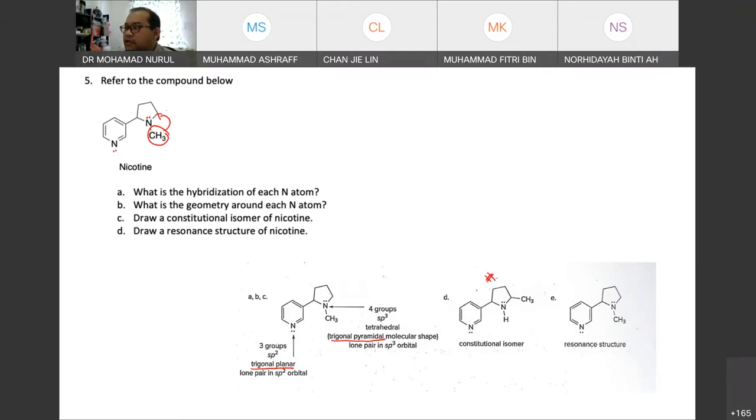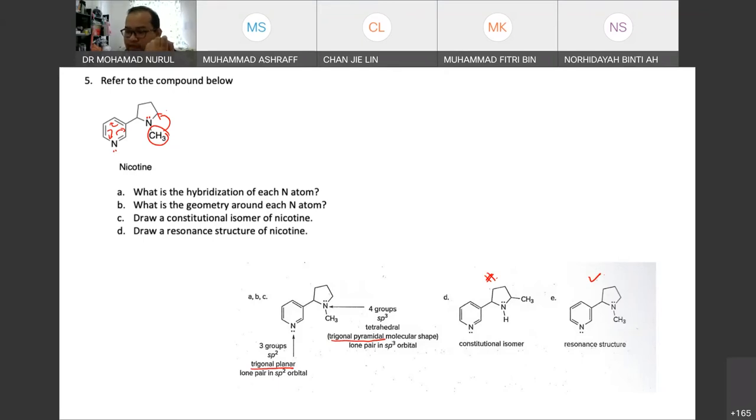Okay, lastly, draw the resonance structures. It's only one resonance structure. Just move this one and you give the resonance structure. Yeah, this question is quite direct. If you understand the definitions, it's easy for you to answer the questions.